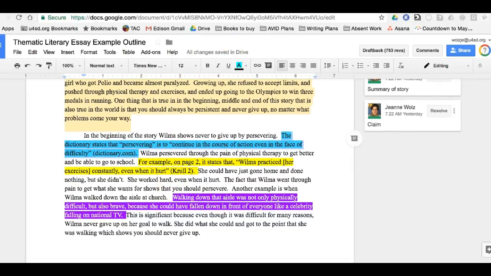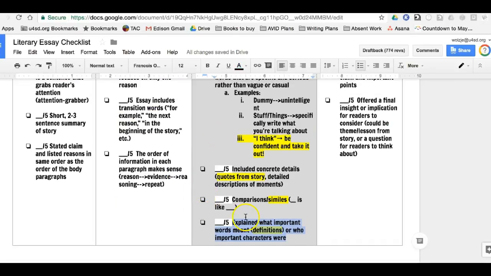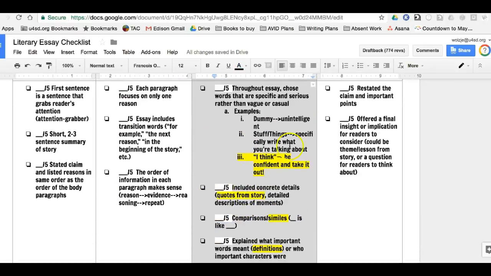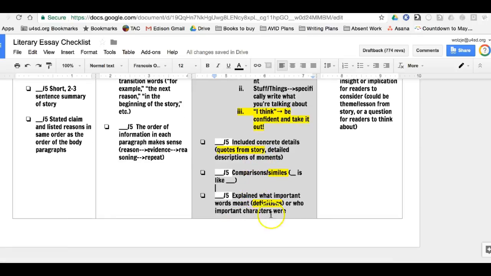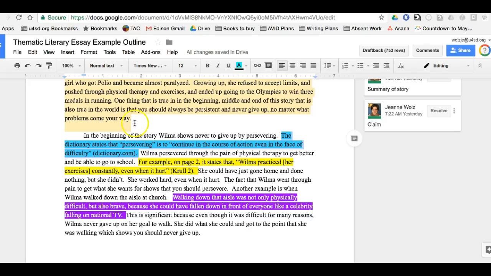So that is the last and final thing that you can add for craft. So 4 things. Take out "I think" and other informal words. Add a quote to be specific. Add a simile to emphasize your point. And then add a definition to make things more specific as well.